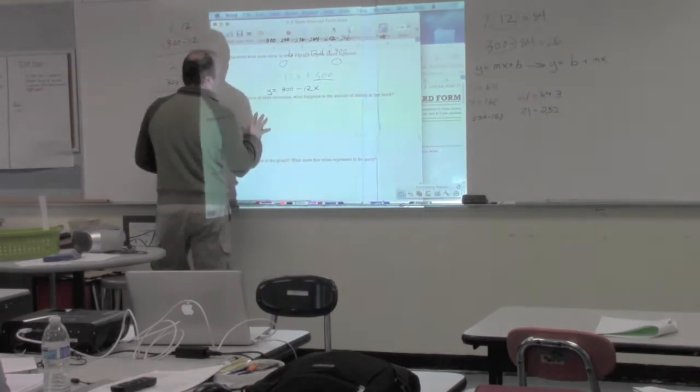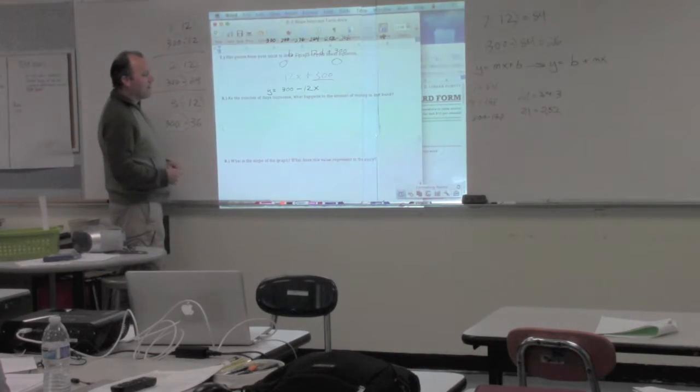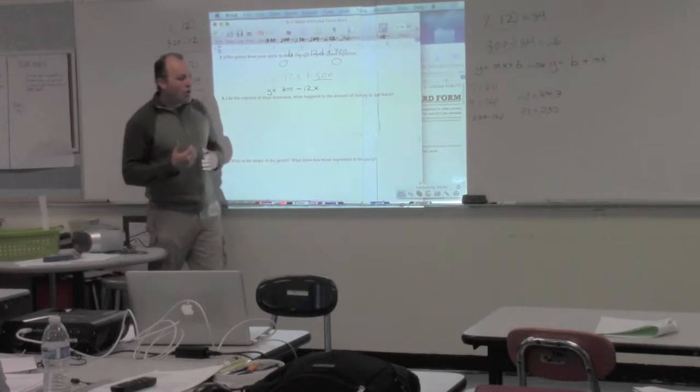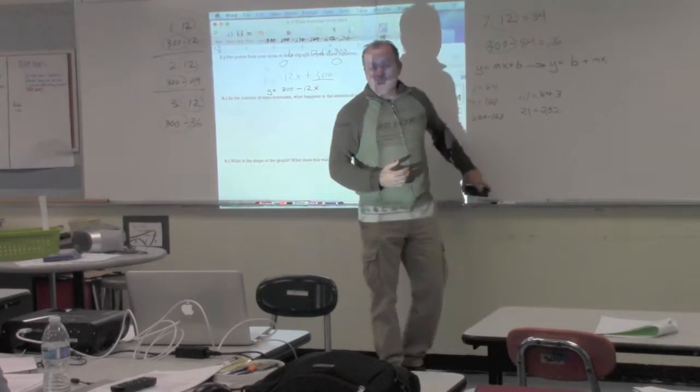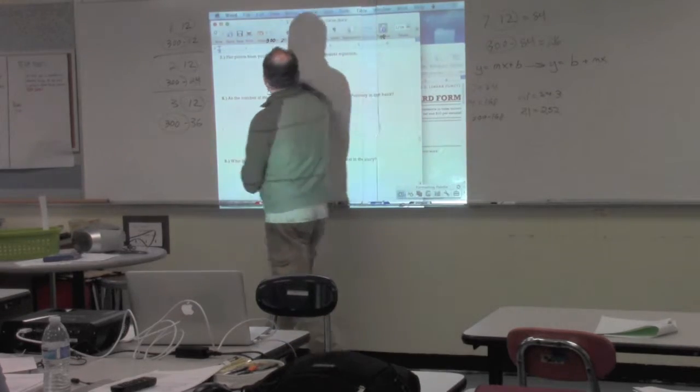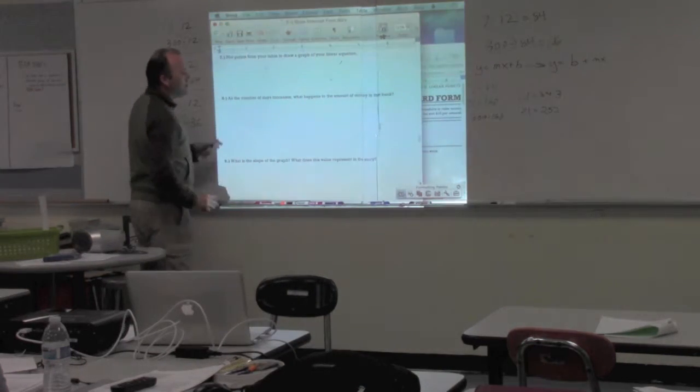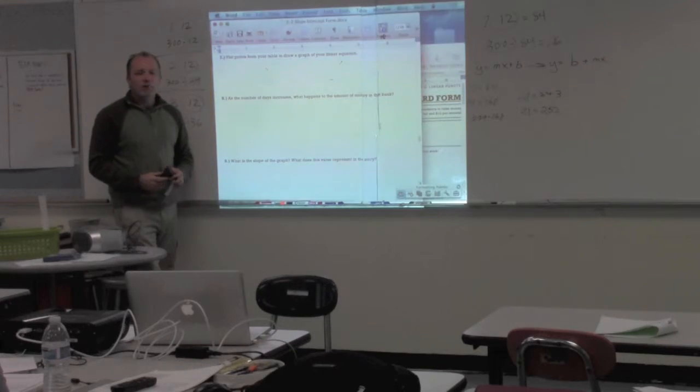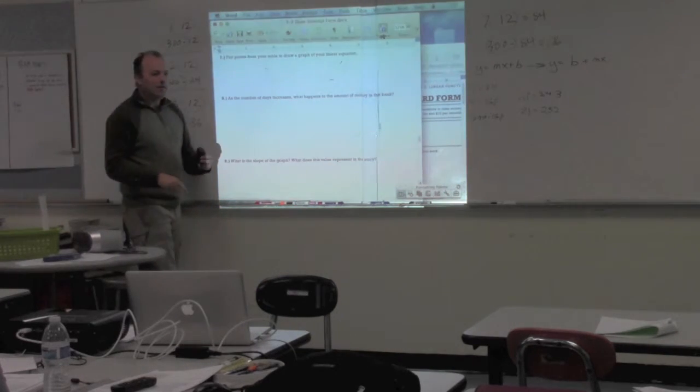Alright, so there are a couple of questions in analyzing our own graph and thinking about how this graph represents the story that we're talking about. So, as the number of days increases, what happens to the amount of money in the bank? We decrease. It does decrease.